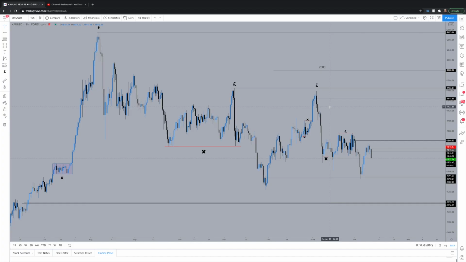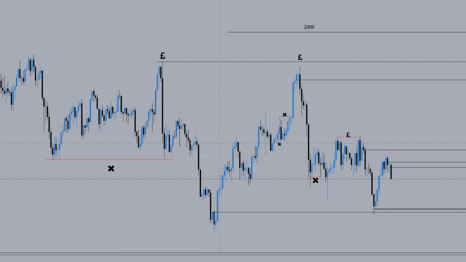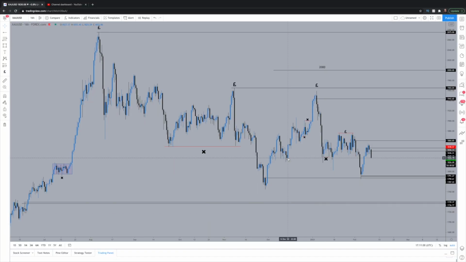Alright guys, so this is gold. As you can see, there's so much that's happened with gold. We've got tons of liquidity up here. We've also got liquidity. There was liquidity down here, but they ran it out as well. This is what I wanted to show you guys, right?